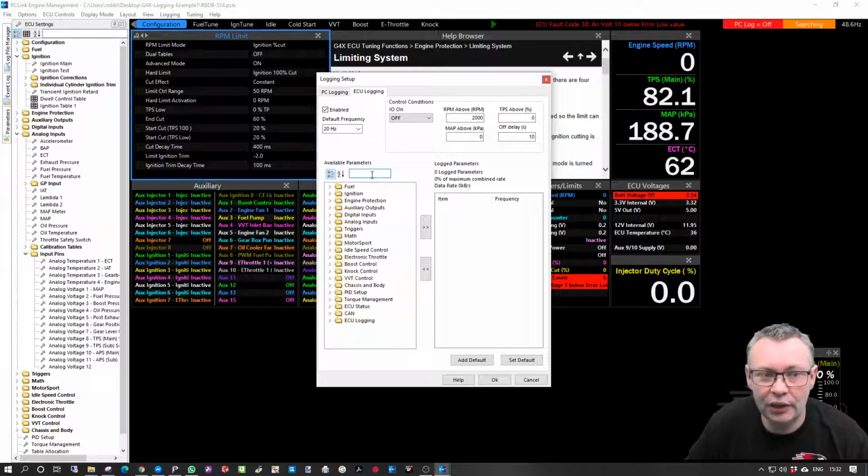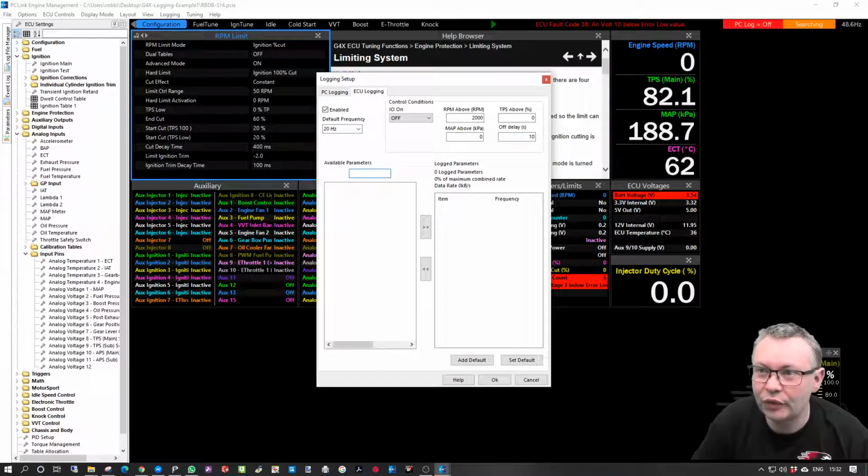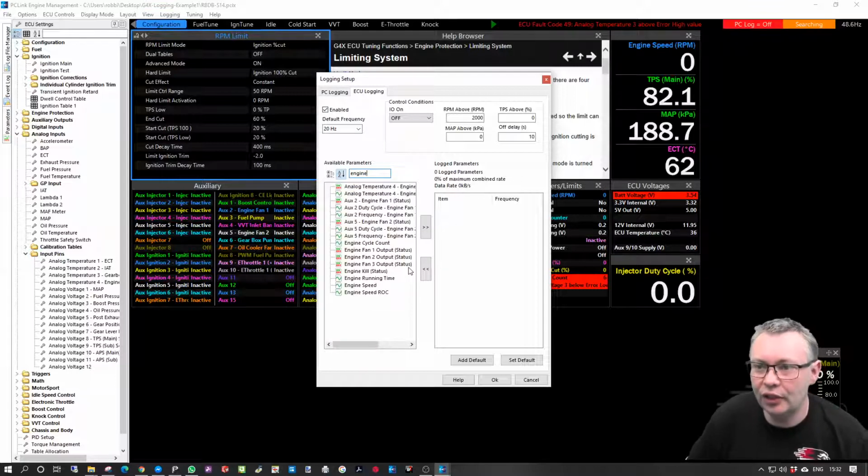And the first one you need to do is engine speed. Okay? It's really important. We'll go through this and I'll explain why each time. So if I type in engine, it limits it down to everything with engine in the name. So engine speed and engine speed rate of change. Now, I would suggest that you log both of those at 50 Hertz. And to select them, select your frequency, select both of the channels by using shift or control and send them over.